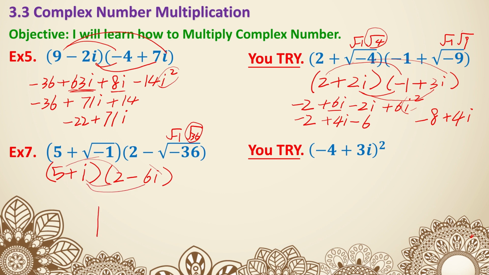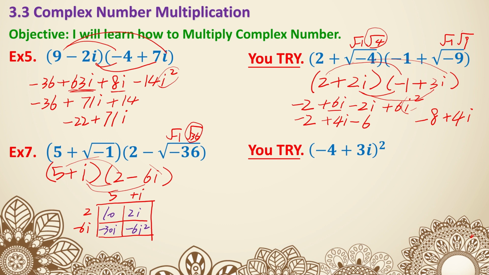Well, I'm gonna still show since many of you would actually like to use a box. 5, a positive i, 2, a negative 6i. It's the same, like your x. So 2 times 5 is a 10, 2 times i is a 2i. Negative 6i times a 5 is a negative 30i. Negative 6i times an i is a negative 6i squared.